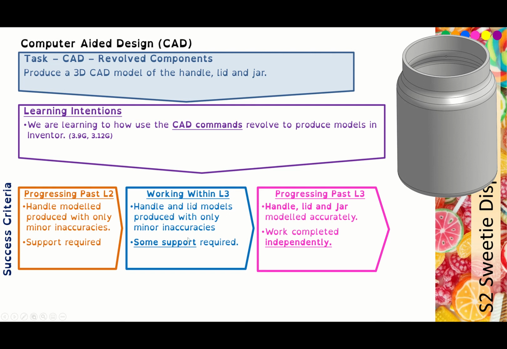and if we're progressing past level 2 we're just getting the handle modelled. If we're working over level 3 we're getting the handle and the lid modelled. Both of those are just with minor inaccuracies, and if we're progressing past level 3 we're getting the handle, lid and the jar all modelled accurately.